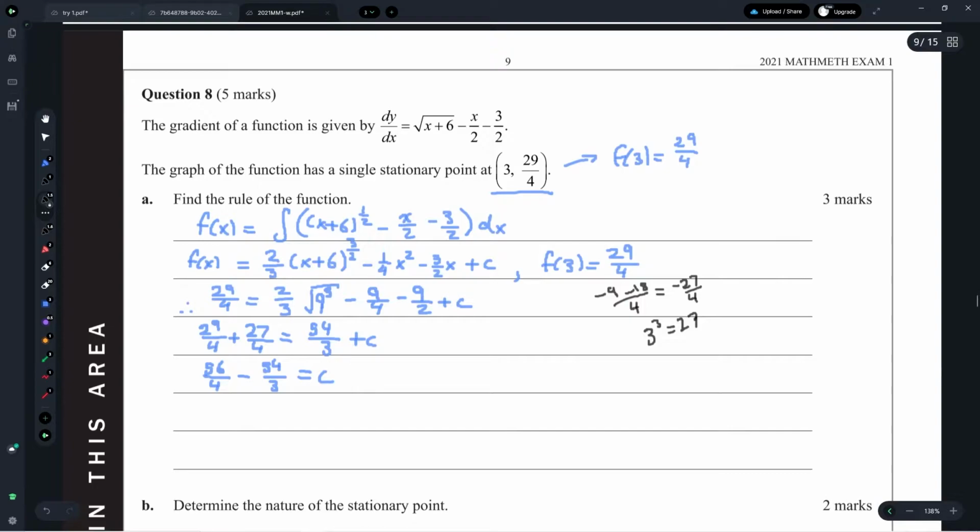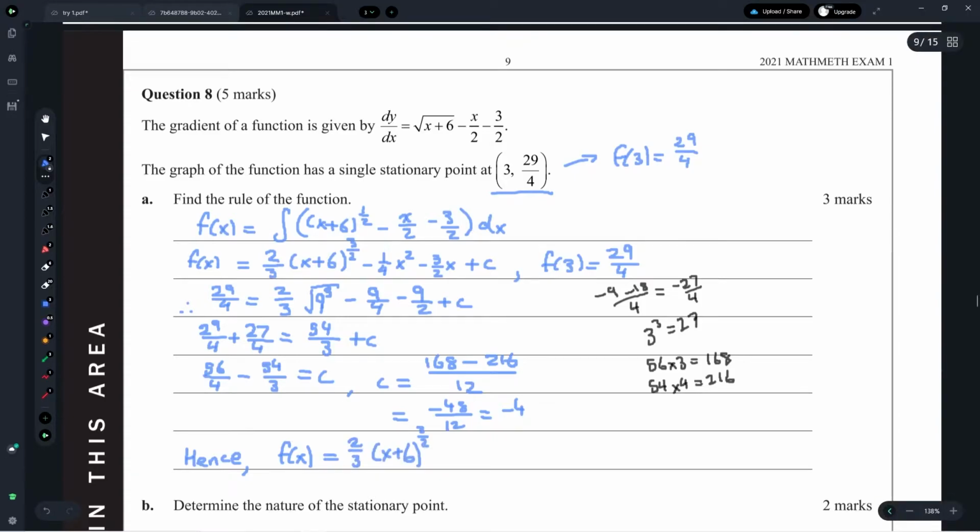And this is me going through my arithmetic. Yeah, so I'm doing that to get the same denominator of 12, which should be negative 4. Negative 48 on 12 equals negative 4, yep. And now you have to write out the whole rule of the function, which is what you found before, but you had plus c. Now you know what c is, so you just sub in what c is equal to, negative 4.